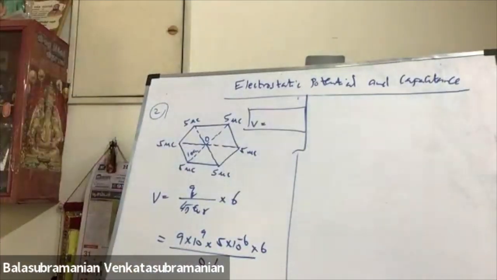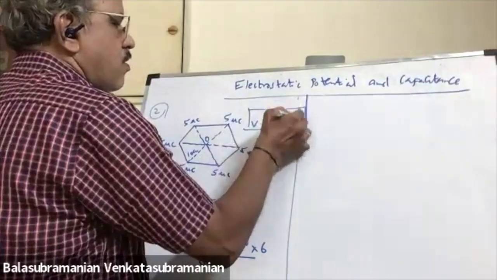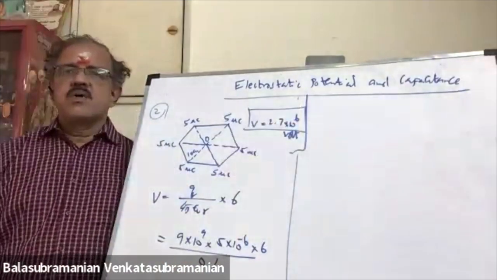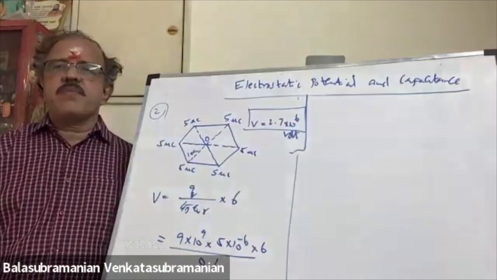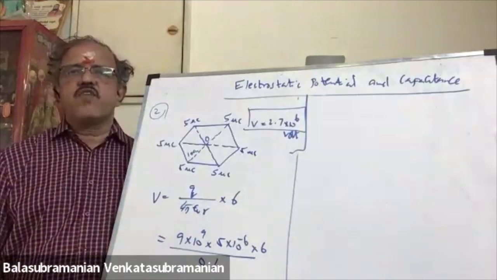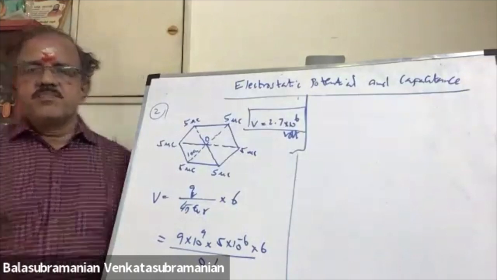It is 2.7 into 10 power 6 volt. State succession. This concept into 6, you have to multiply that concept alone, you have to keep it in your mind. That's all. Remaining same. Basic formula for potential. Okay. Next.